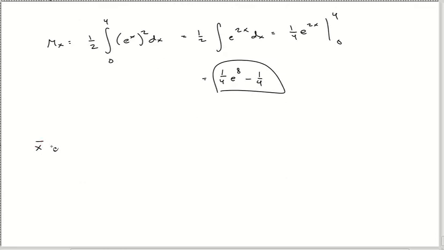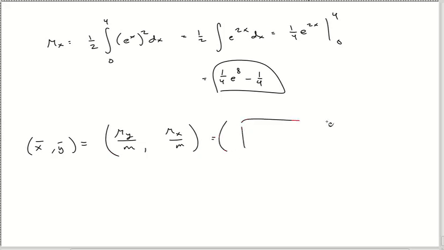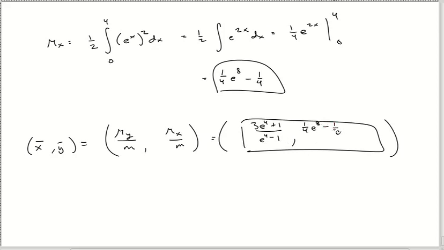Final answer here is again going to be My over little m, Mx over little m. So here we go. We need, and this is just silly here, the point (3e to the 4 plus 1) all divided by (e to the 4 minus 1), comma, (1/4 e to the 8th minus 1/4) divided by (e to the 4 minus 1). Type that in. Don't simplify. Why would you simplify that and sit there for 15 minutes doing that? Nobody wants to do that. Don't do that. Type it in.